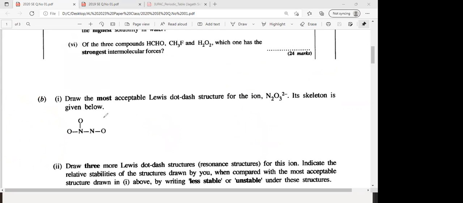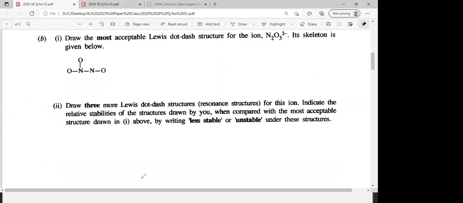Right, I'll erase the screen now. Then part B. Draw the most acceptable dot dash structure or the Lewis structure. The skeleton is given below. I told you the most possible thing is what? Can hydrogen go expanded octet? Not possible. Hydrogen cannot go expanded octet.